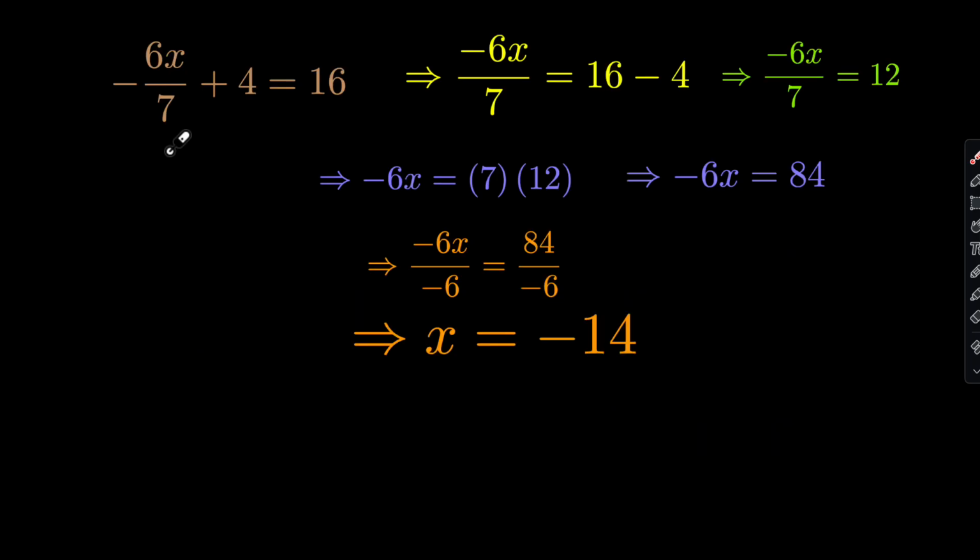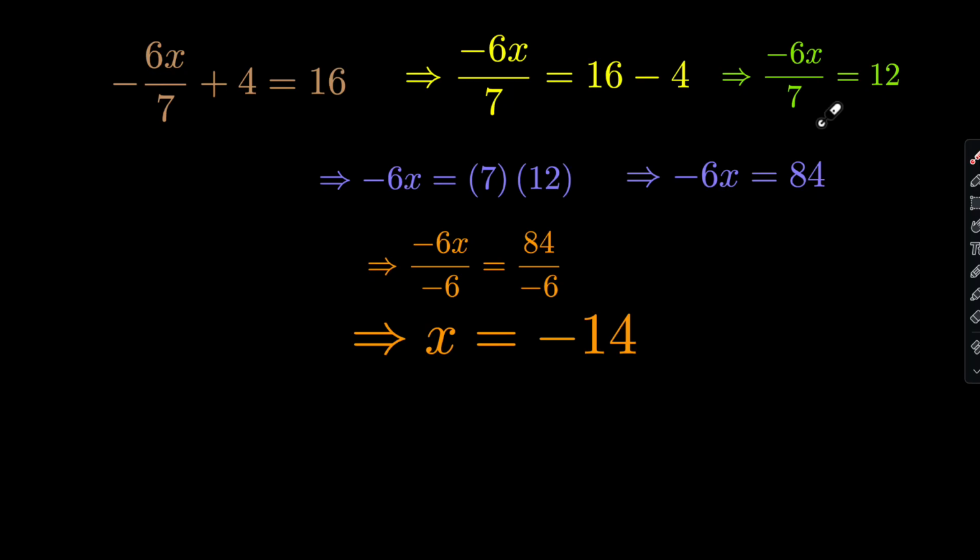Let us take another example where we have a negative coefficient. So negative 6x over 7 plus 4 is equal to 16. So negative 6x over 7 is equal to 16 minus 4. Plus 4 goes on the other side, from left hand side to right hand side will become negative. Again, negative 6x over 7 is equal to 16 minus 4. So negative 6x over 7 is equal to 12.